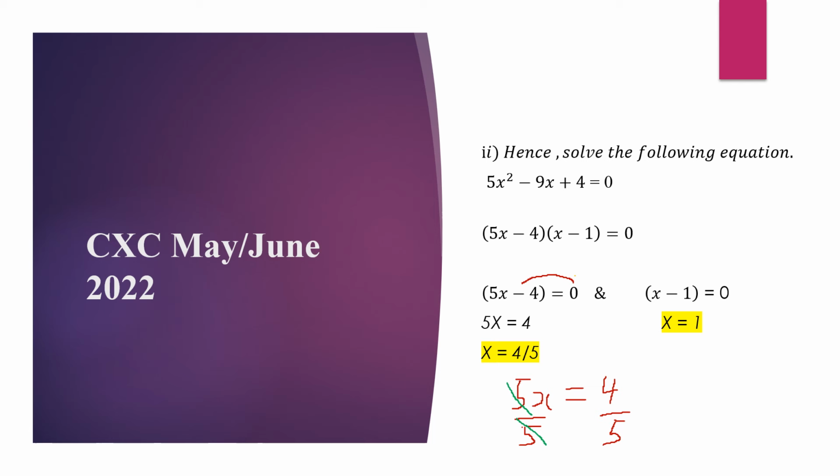value of x. The other value of x is very simple. X minus 1 over here is equal to 0. So we carry the minus 1 over the equal sign, so it becomes a positive 1. So the answers are x is equal to 4 over 5. Let us utilize the cursor. X is equal to 4 over 5 and x is equal to 1. We have now solved this equation.